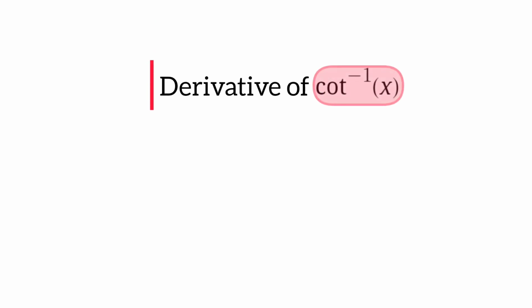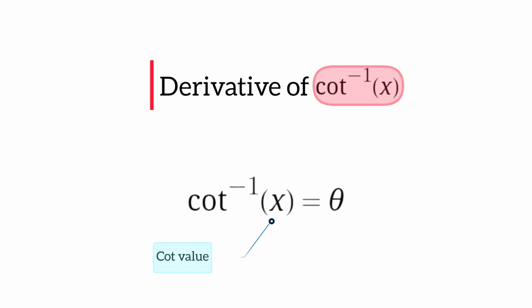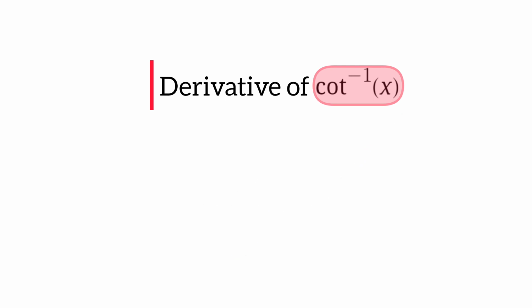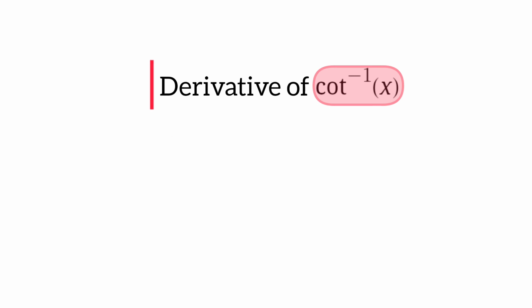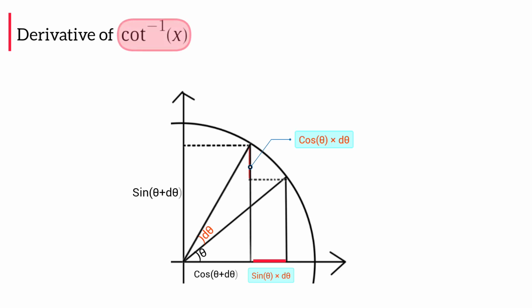Now, let's explore the derivative of the cot inverse function. This function performs the opposite of the cot function, taking a cot value x as input and returning the corresponding angle theta. We can derive the cot inverse function's derivative using the derivative of the cot function. Here's the process. The first step is to replace x with theta. Since the angle isn't the independent variable here, we follow notational conventions and use theta to represent it. This allows us to express the derivative of cot in terms of theta.